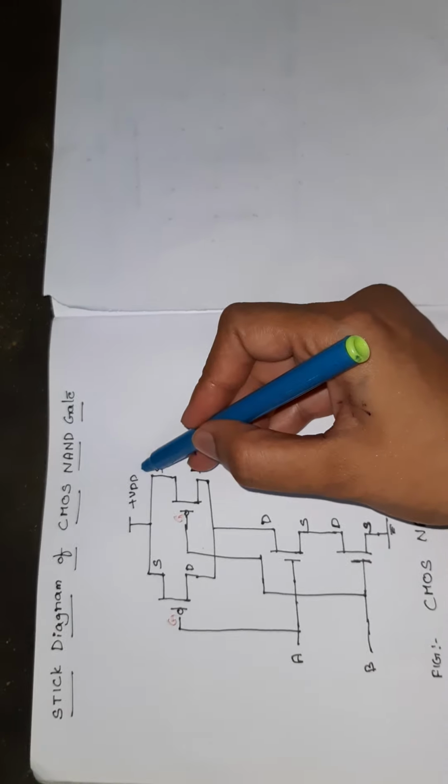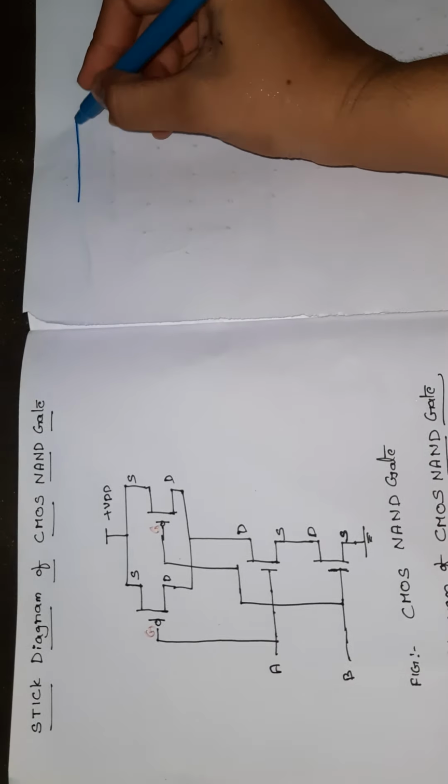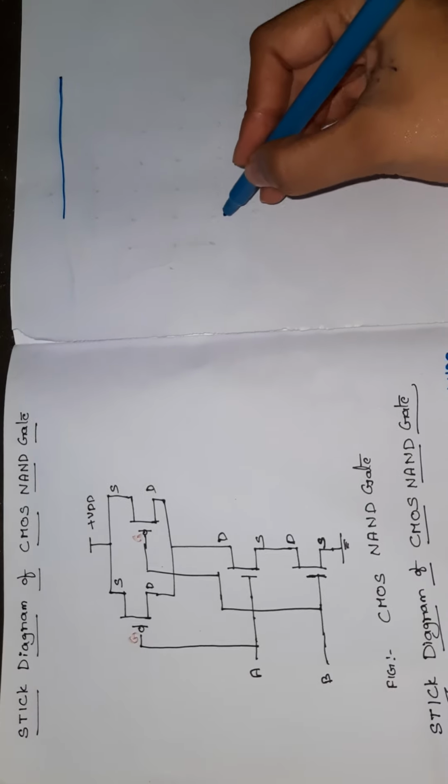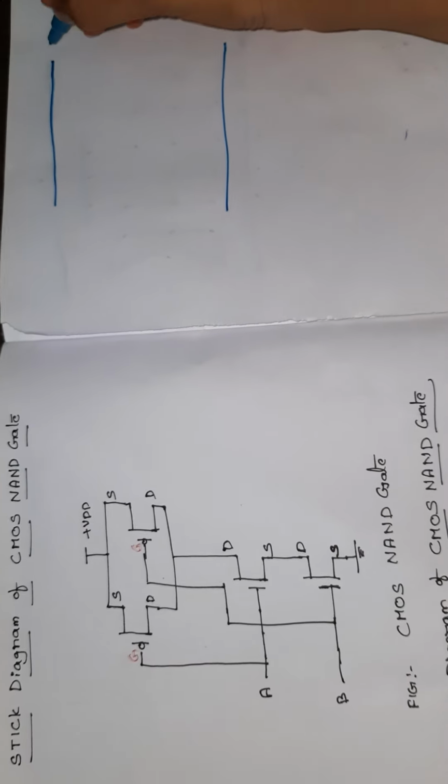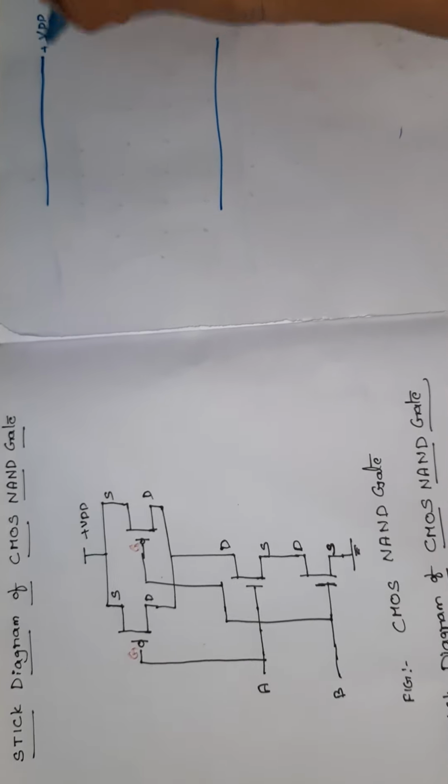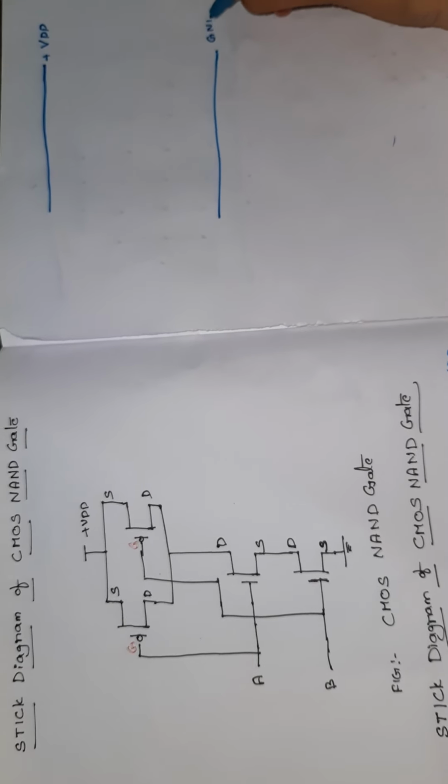So the first step is you have to draw the plus VDD and VSS, which is the ground. So take horizontal lines for plus VDD and ground. So this is plus VDD, this is ground.